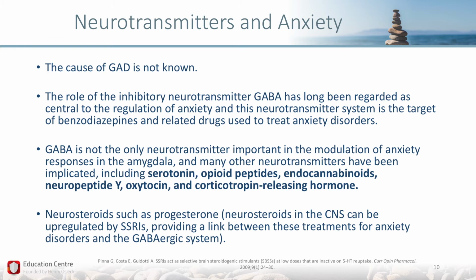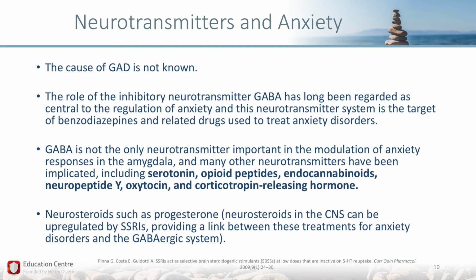In terms of trying to identify one cause, it's just not known exactly. What they do know is that the role of the inhibitory neurotransmitter GABA has long been regarded as the central neurotransmitter that regulates anxiety, and this is where the target of all the drugs generally comes in. So at least they know GABA is pretty much essential, but not always implicated in every type of GAD patient.